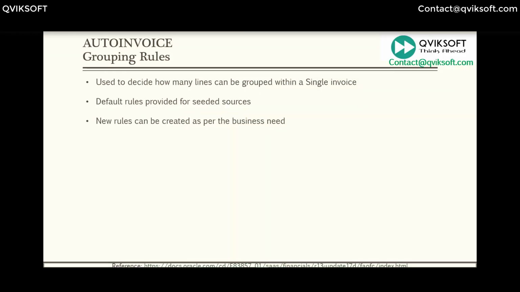Okay, so in this chapter you have seen how the grouping rule works. The purpose of the grouping rule is to group the invoice lines which you are interfacing from an external system into a single invoice, depending on the rules which you give. If you don't give any additional rules, then the system will use the default setting to group that data into one invoice.